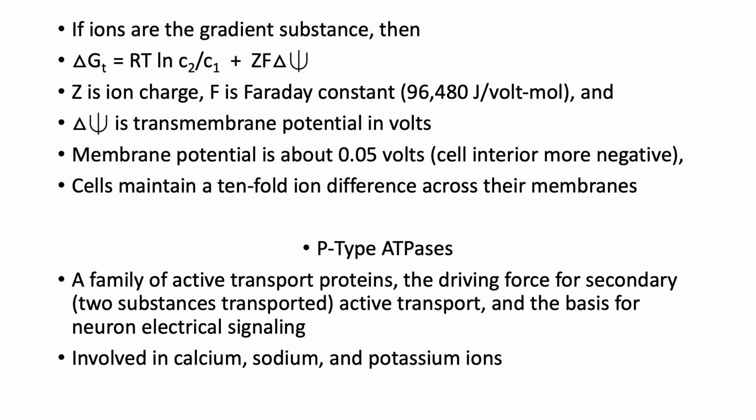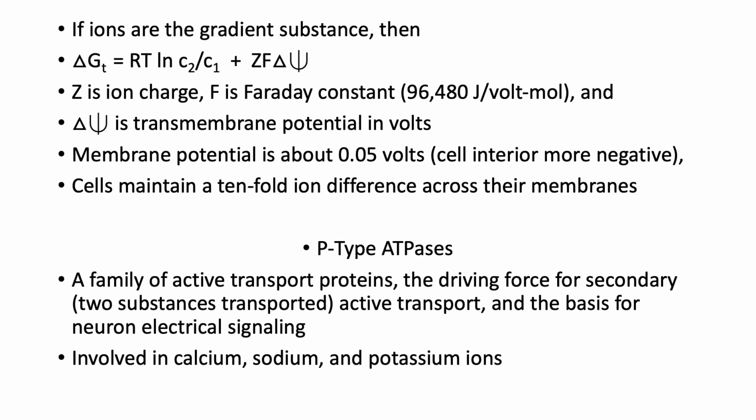Now, if ions are the gradient substance, then instead of C2, C1, you're looking at omega, where Z is the ion charge, F is a Faraday constant, and delta omega is the transmembrane potential in volts. The membrane potential is about 0.05 volts, with the cell interior more negative relative to the exterior, and it's generally a tenfold ion difference across these membranes.